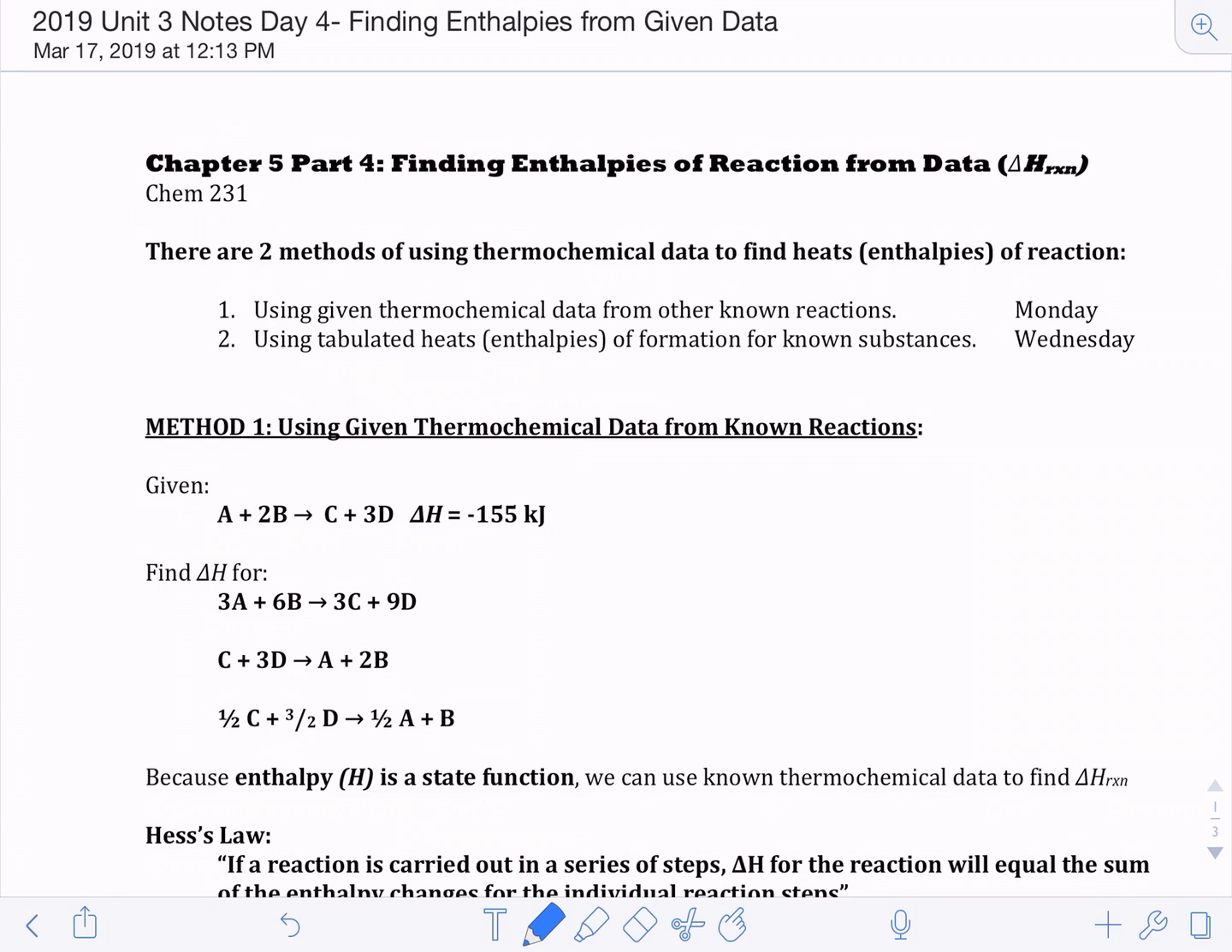Today we're going to talk about the first method of using thermochemical data to find heats of reaction. We're going to split this up into two, mostly because I'm gone today. I've done it in 2 days in the past, and I've done it in 1 day in the past. I just think it'll be easier to deal with Hess's Law today and come back and talk heats of formation on Wednesday. So I'll adjust your homework a little bit.